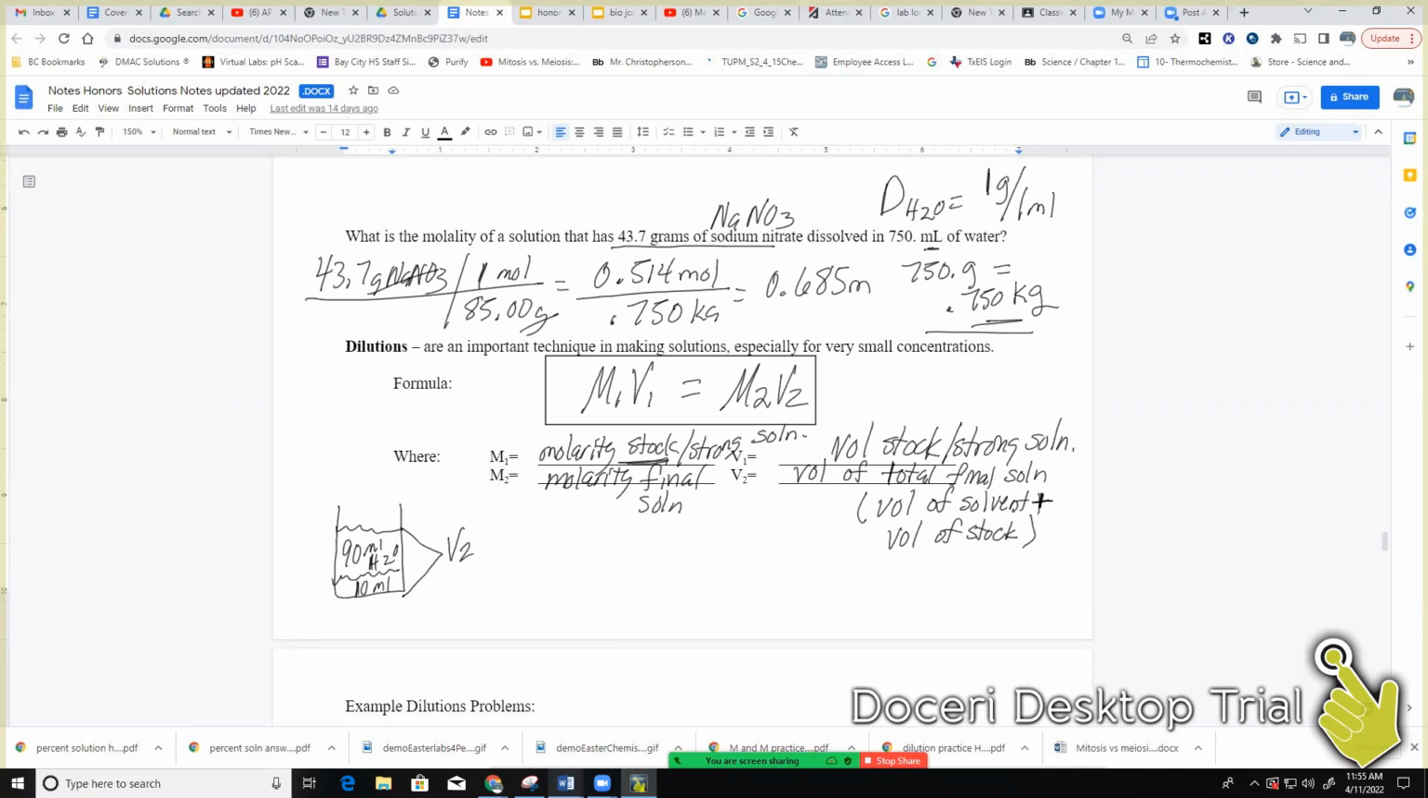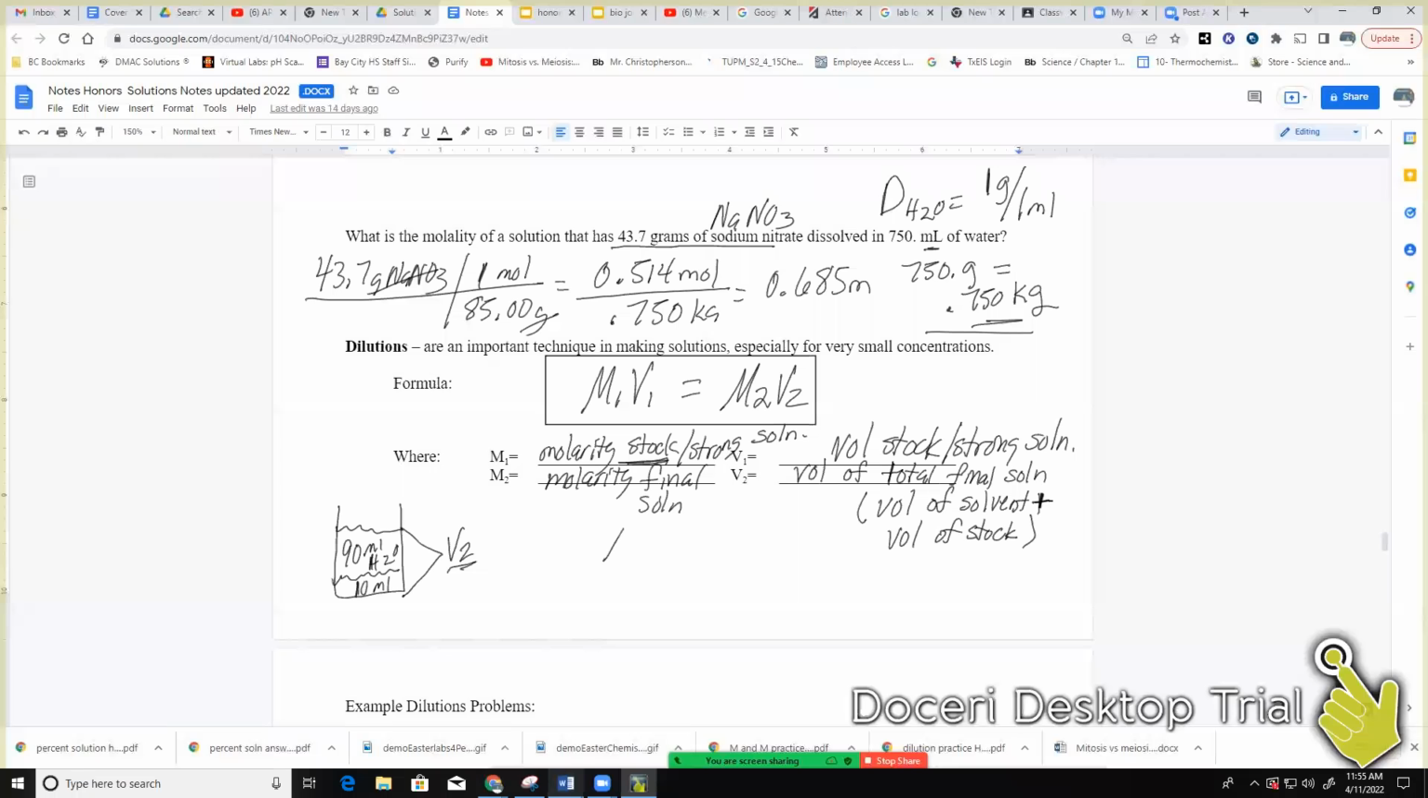So we'll come to a problem in a minute. If it asked you how much water you needed to use, what would you have to do to get there? Yeah, you would just take your V2 and subtract how much you used of your V1, and that would tell you how much water. So that's really the only thing that sometimes makes this a little bit confusing.